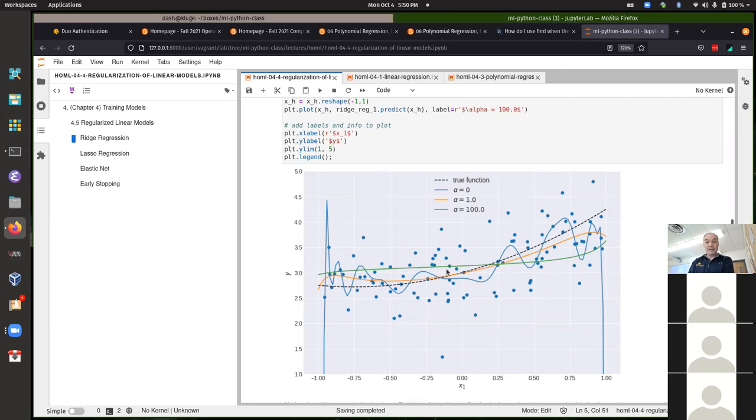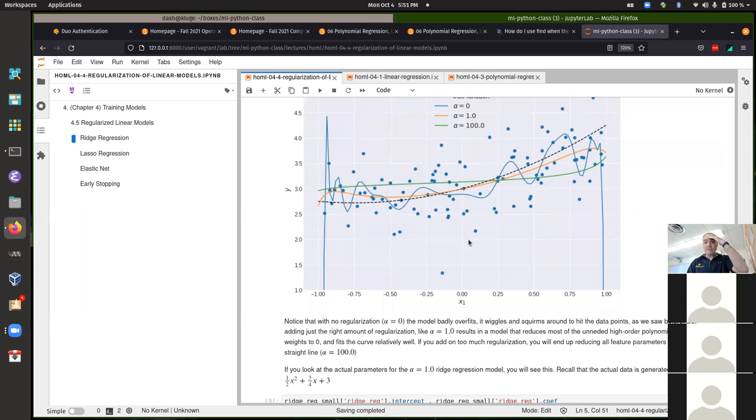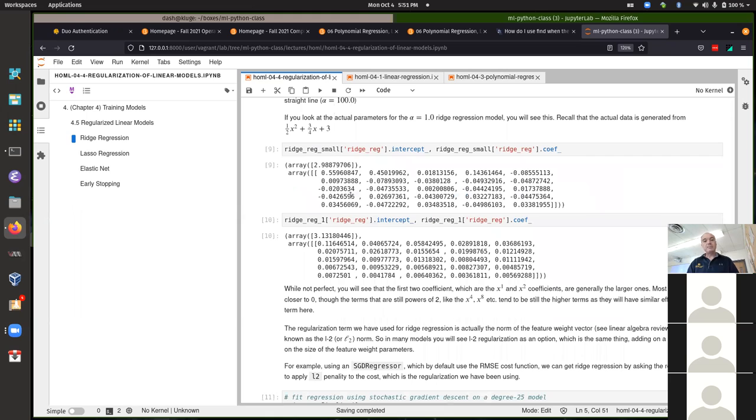But if you tune that just right, the orange one has a regularization alpha parameter of 1. The dotted line is the true function. So we get something that's doing pretty well, except for maybe at the ends here. But it's doing better than the other two. You can look at the resulting parameters. So when alpha was 1, that was the best one.